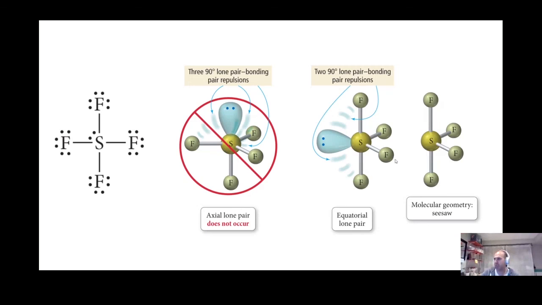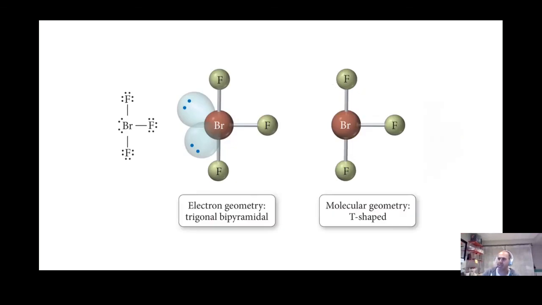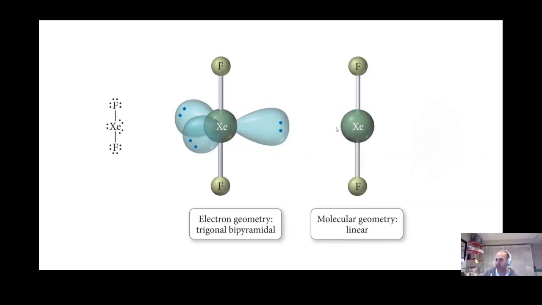like a kid's seesaw. And if we take something like this, where we've still got 5 groups on the bromine, but 2 of them are lone pairs, it's still trigonal bipyramidal, but the geometry is T-shaped. And then if you have 3 lone pairs, it's linear. Again, there's not really a good way to learn this except to try and memorize it.